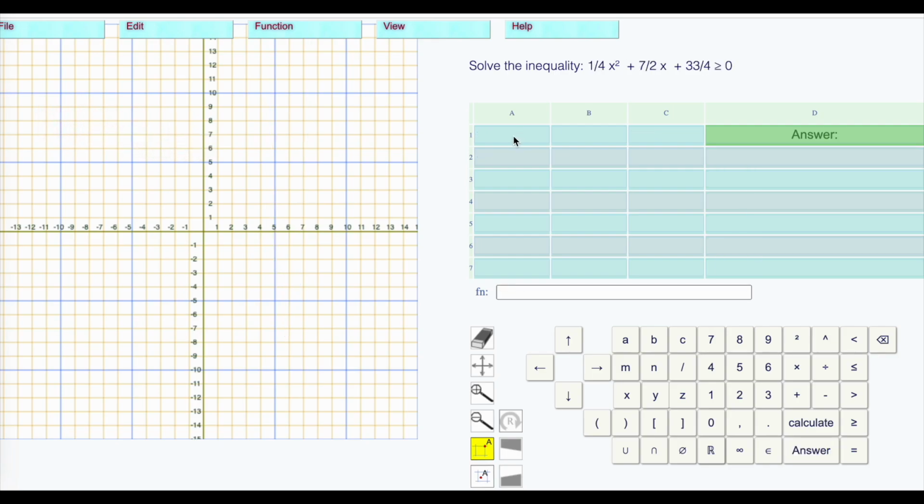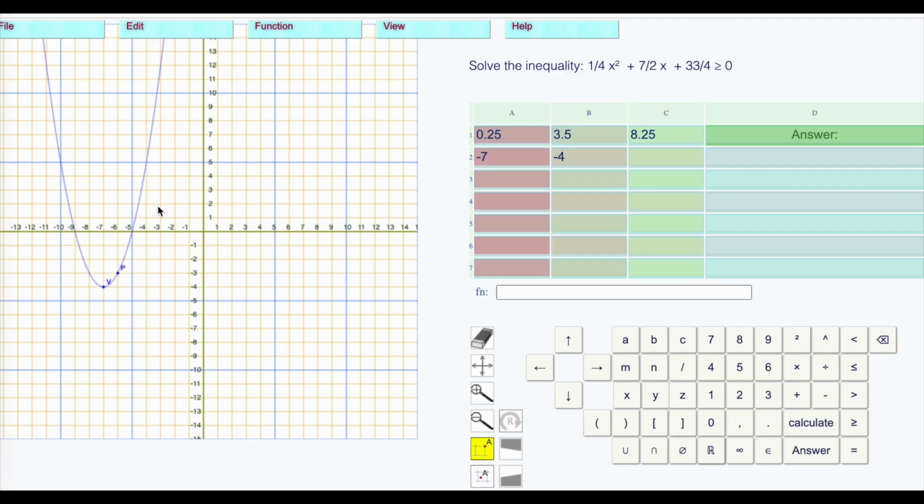Let's find the h and k. My a is 1/4. My b is 7 over 2. My c is 33 over 4. The h is negative b over 2a, equals negative b divided by 2 divided by a. The k is, I'm going to feed the h back into this equation: a times x squared plus b times x plus c. That gives me 7 and negative 4. Negative 7, negative 4 is right here.